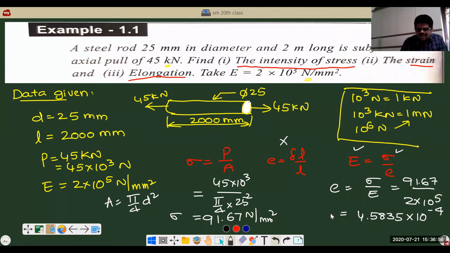Now we got the value of E, right? See, you can speak. You can unmute yourself and speak. Don't type. It is becoming inconvenient for me to check the chat box every time. You can speak.